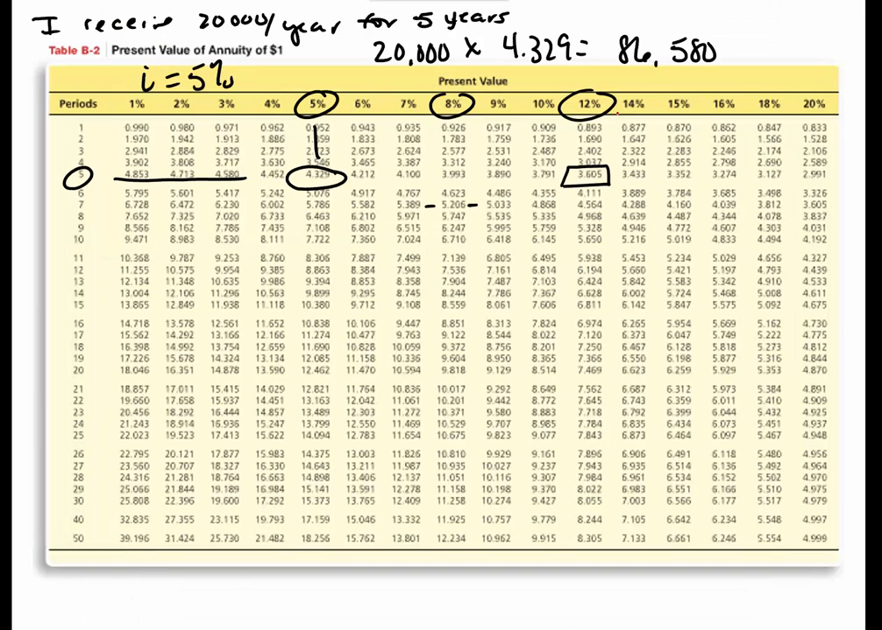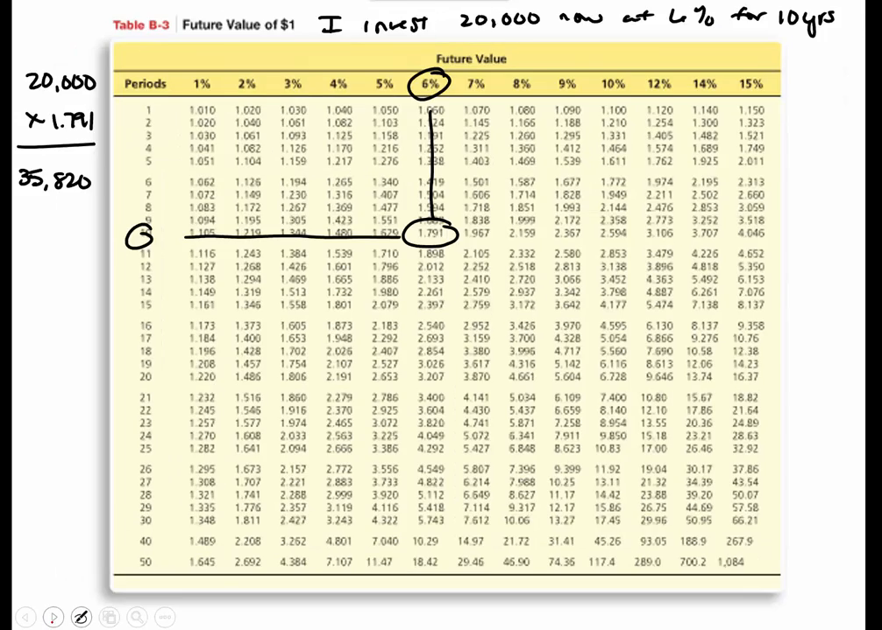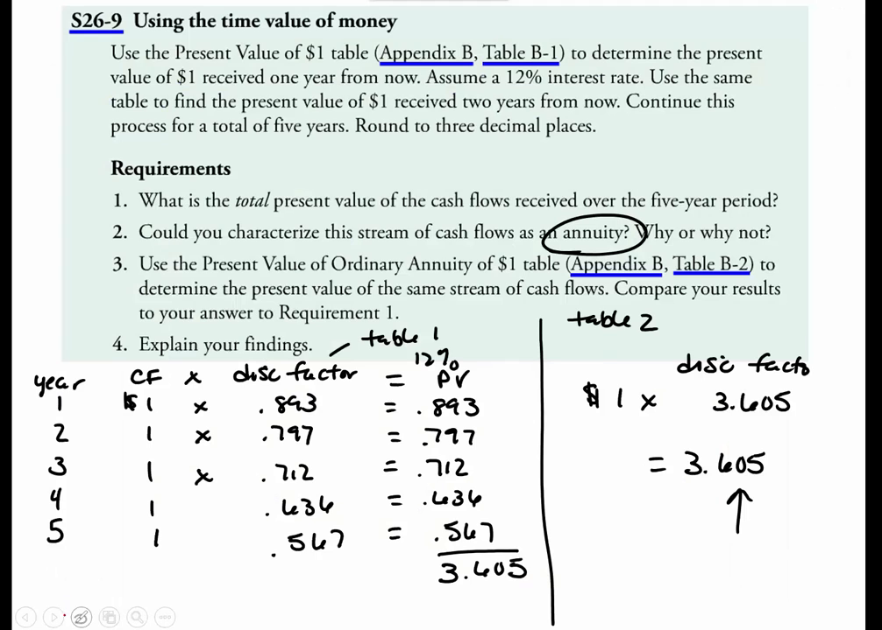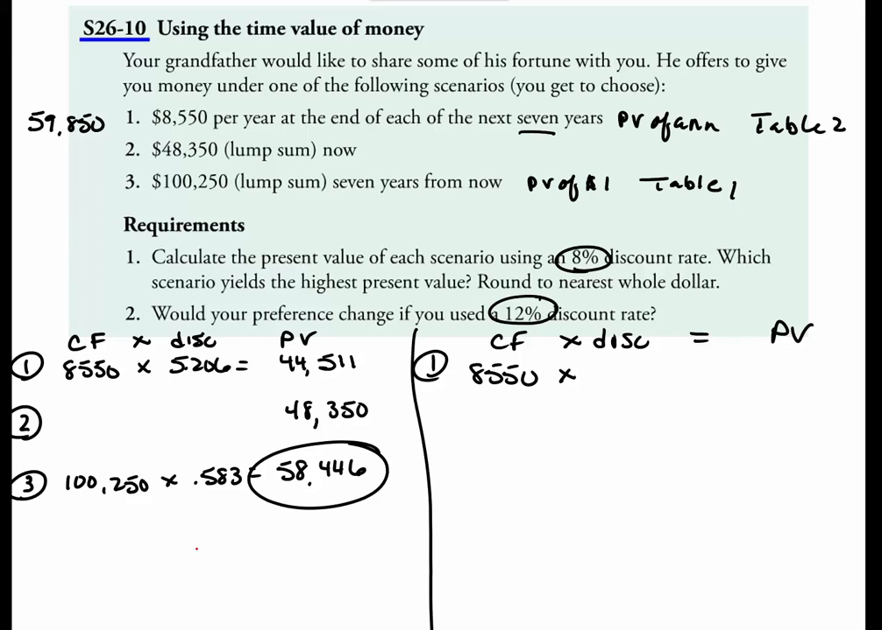Table 2, 12%, 7 years. I get 4.564. So you can see it's worth less. My discount factor has gone down. It's worth less than it was before because either it's buying me less in purchasing power or I'm giving up more interest or something like that.